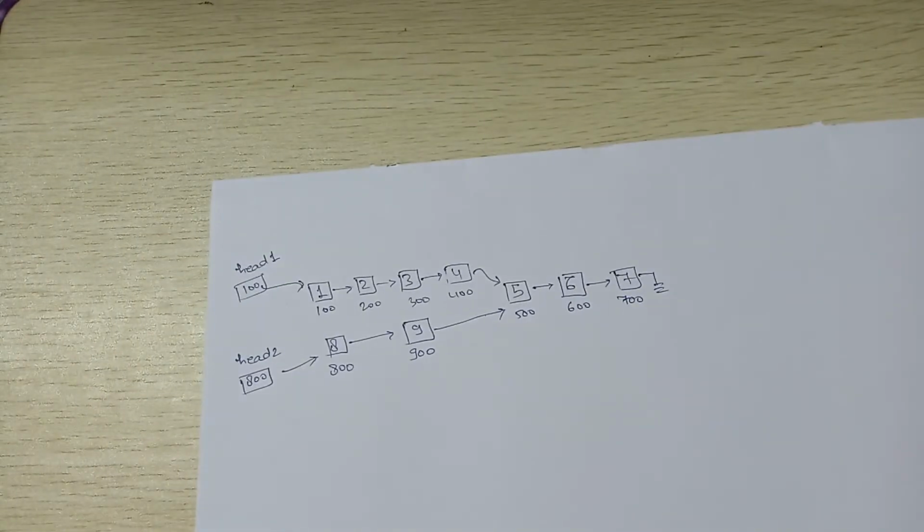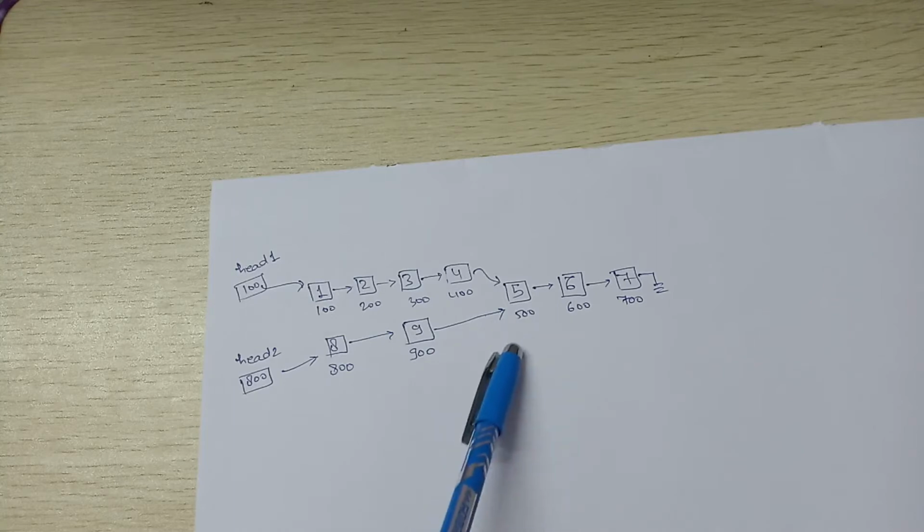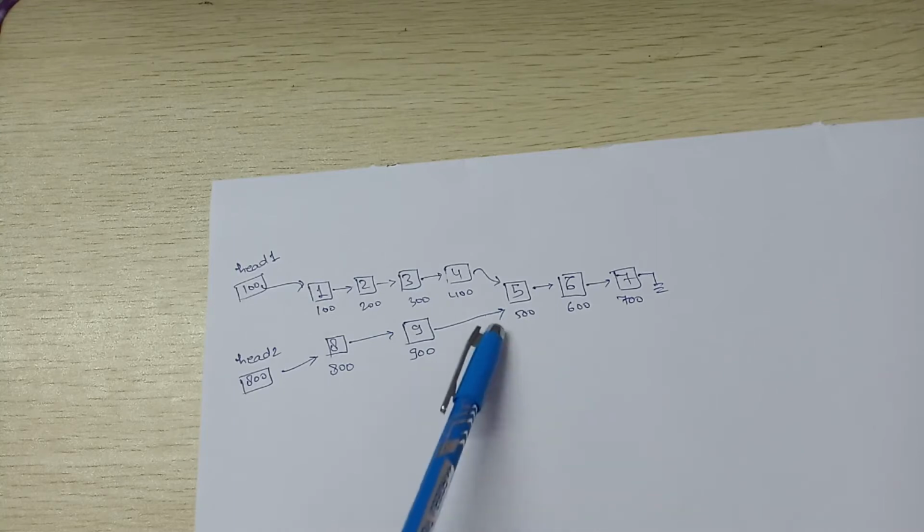Hello everyone, in this video let's solve a question which says find the intersection of two linked lists. So the two linked lists are given to us and these two linked lists intersect at some point, and we have to return that point. By point I mean the node.